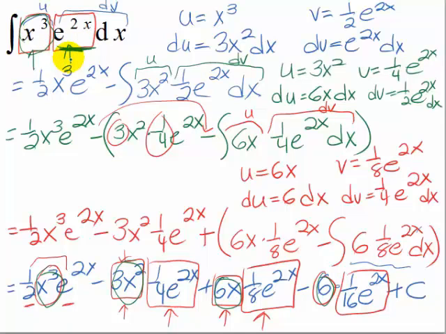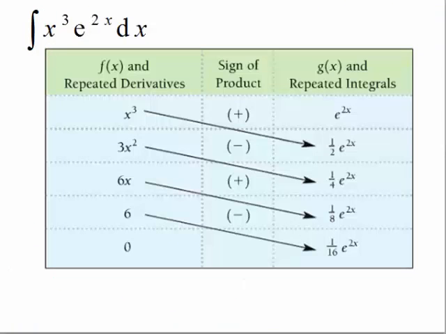And one last thing to look at is what the signs did. This first term was positive, the next term was negative, the next term was positive, the next term was negative. So here is our table, and we have the first function in this product of two functions, x cubed. If we differentiate it, we get 3x squared. Differentiate it again, 6x, one more time 6, and one last time 0. So this makes the first column of our table.